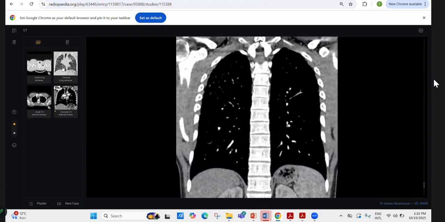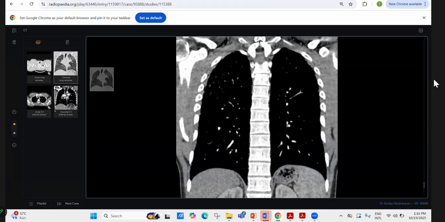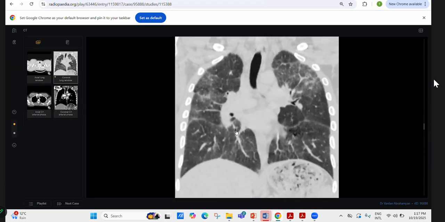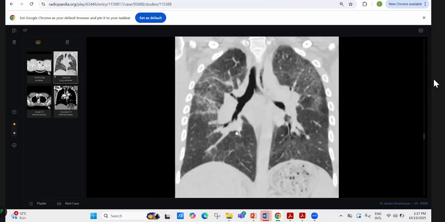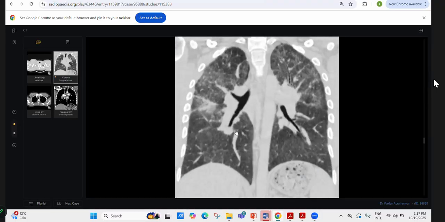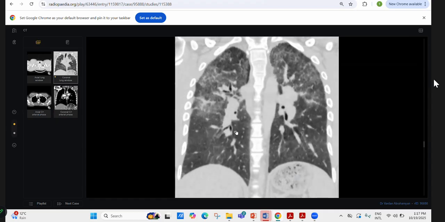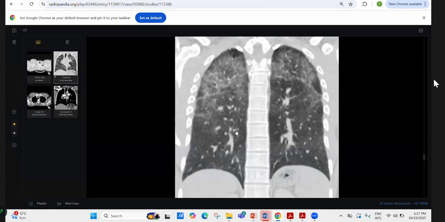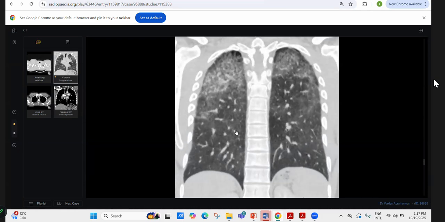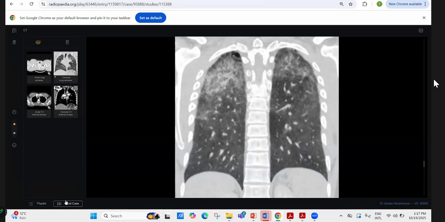What are the stages of sarcoidosis and what stage is it? Stage 1 is only lymphadenopathy. Stage 2 is only intrapulmonary. Stage 3 is both, and stage 4 is fibrosis of the lung. So this is stage 3. Okay. Yes, we'll go to the next case then.